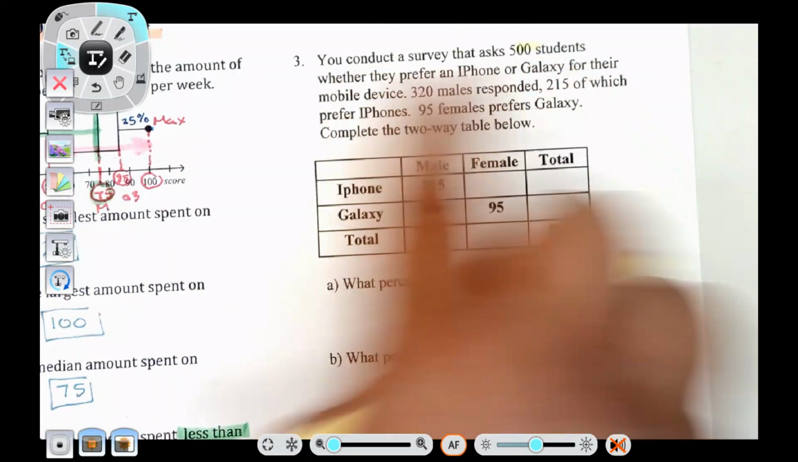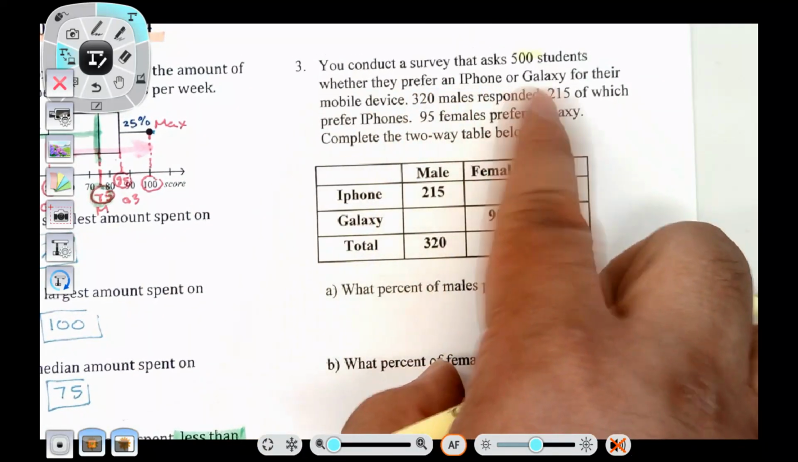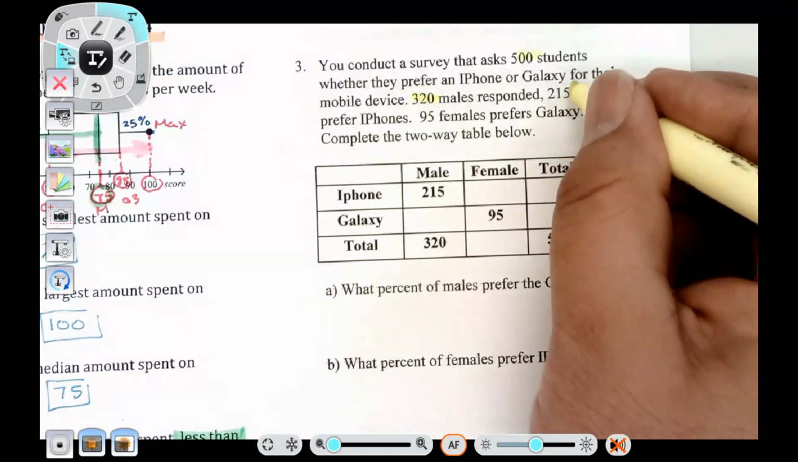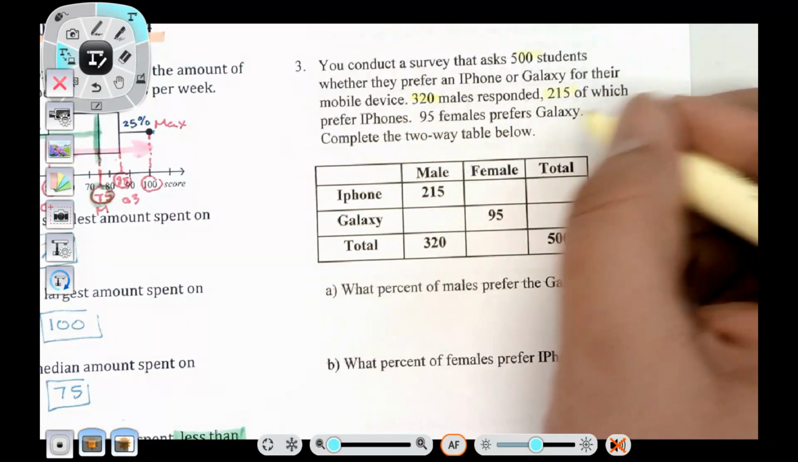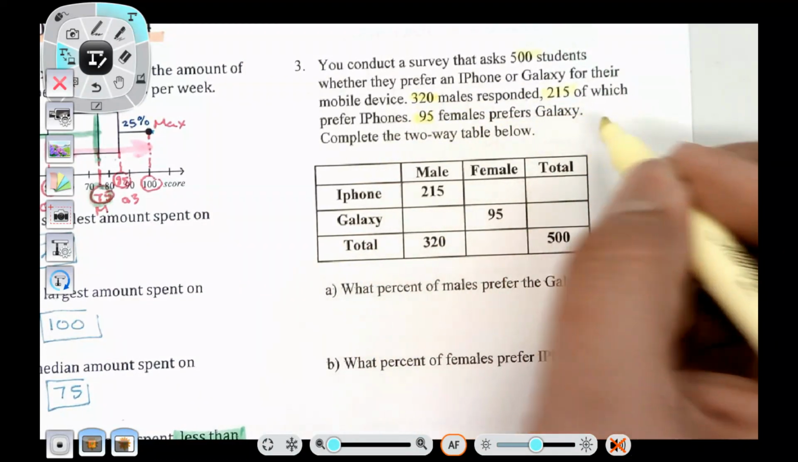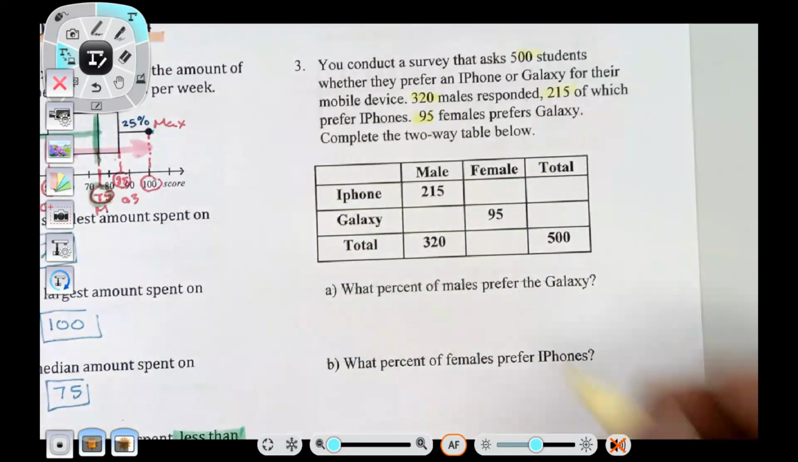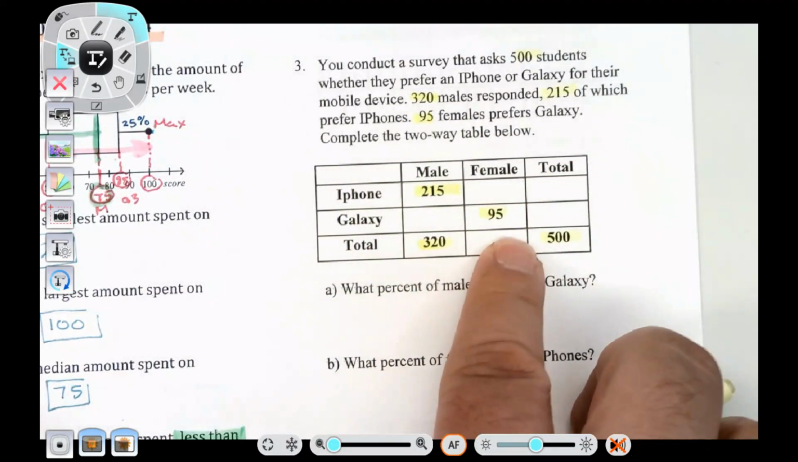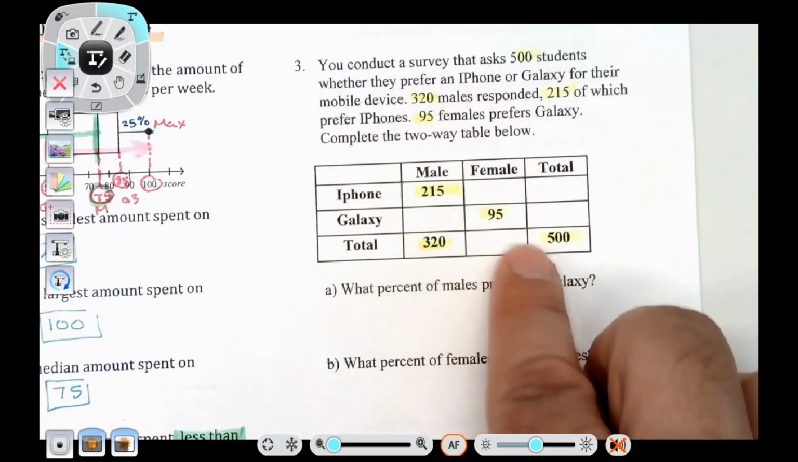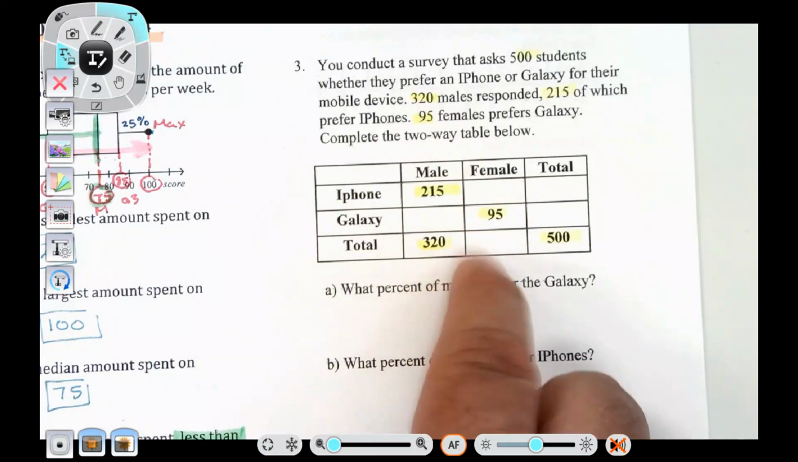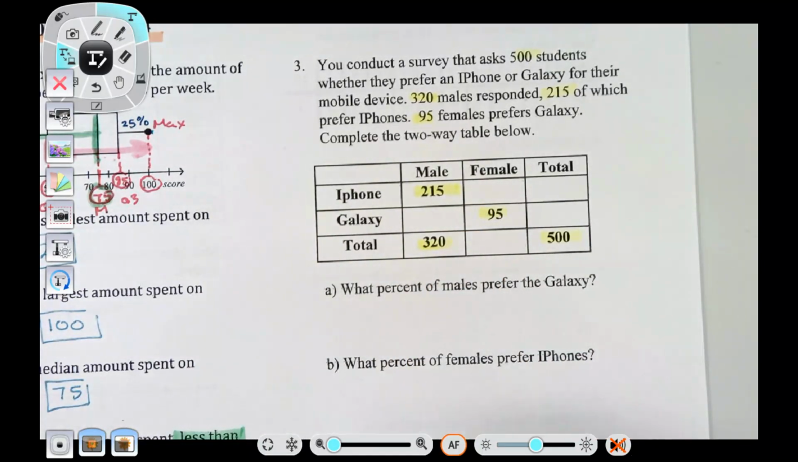that asks 500 students whether they prefer an iPhone or Galaxy for their mobile device. 320 males responded, 215 of which prefer iPhones, 95 females prefer Galaxy. Complete the two-way table. Well, notice all of these numbers are already here. So you're not being asked to figure out where to put them. They're already done. What you have to do is figure out the rest. And yes, you need to bring in a little common sense.